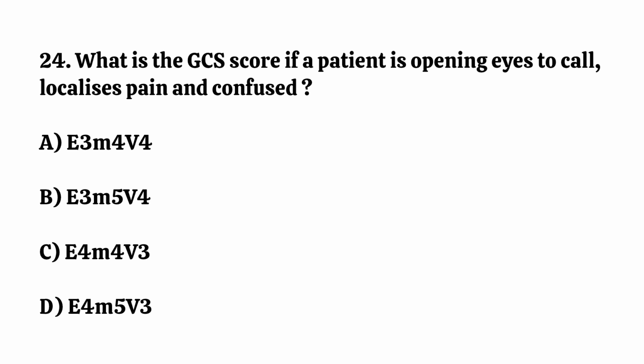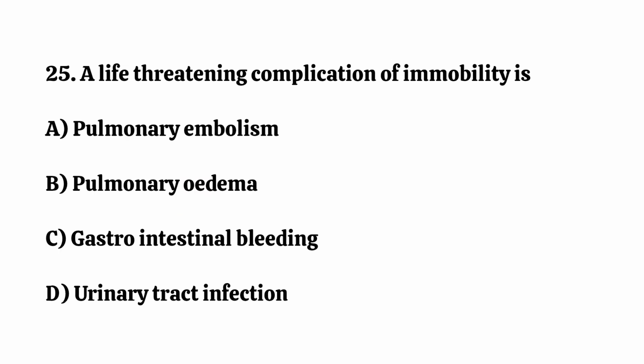E4M5V3. Answer option B. E3M5V4. Next question. A life-threatening complication of immobility is A. Pulmonary embolism, B. Pulmonary edema, C. Gastrointestinal bleeding, D. Urinary tract infection. The answer is A. Pulmonary embolism.